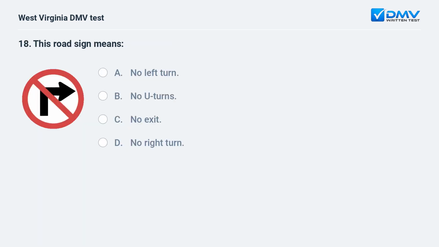This road sign means: A. No left turn. B. No U-turns. C. No exit. D. No right turn. D. No right turn. This sign indicates that right turns are prohibited.